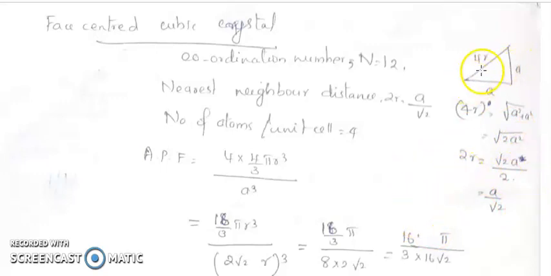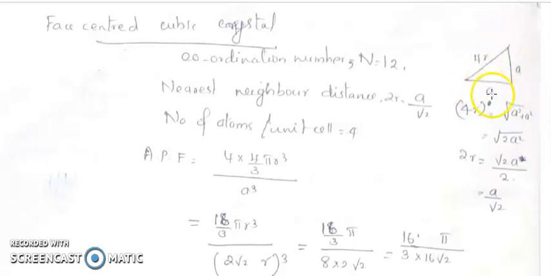Suppose we consider the diagonal of a face. We can see one atom here, one atom here and one atom here. So at the center atom you have a distance of 2r, then here a distance of r, and here also a distance of r. So the diagonal of a base will be equal to 4r.